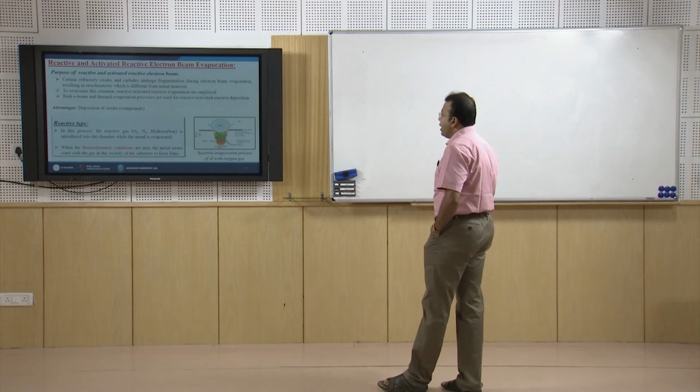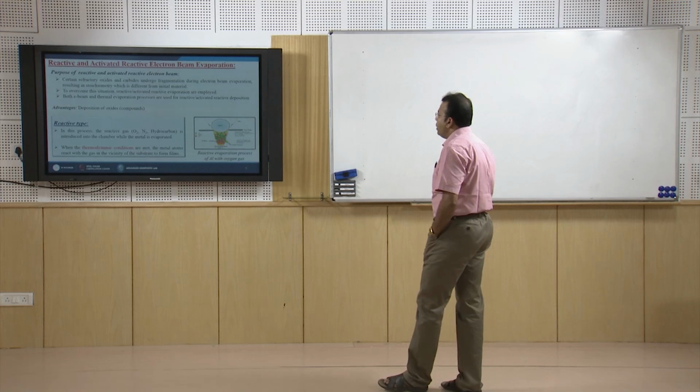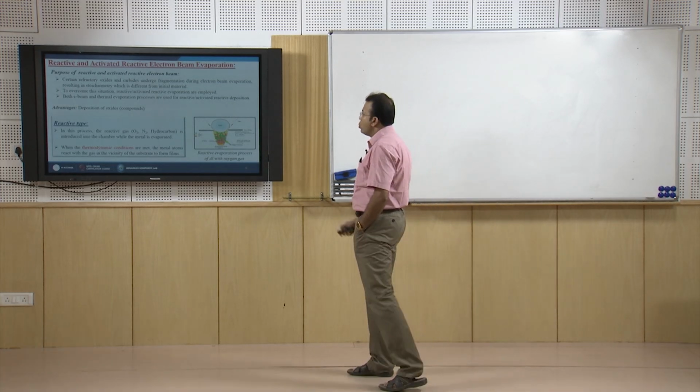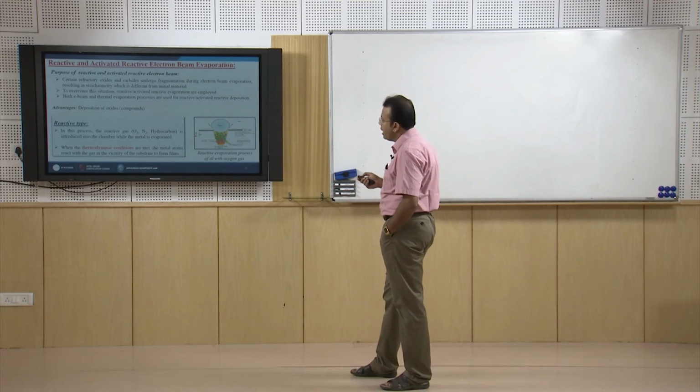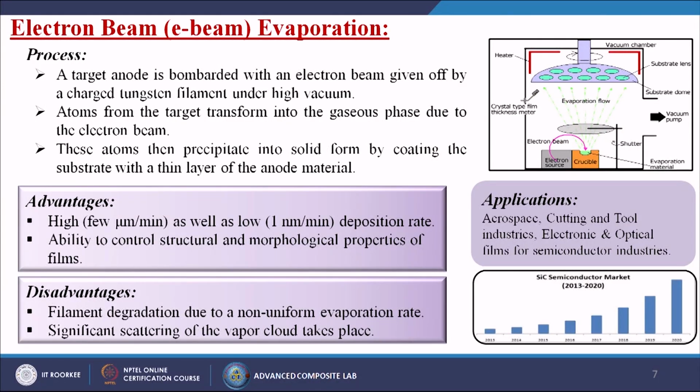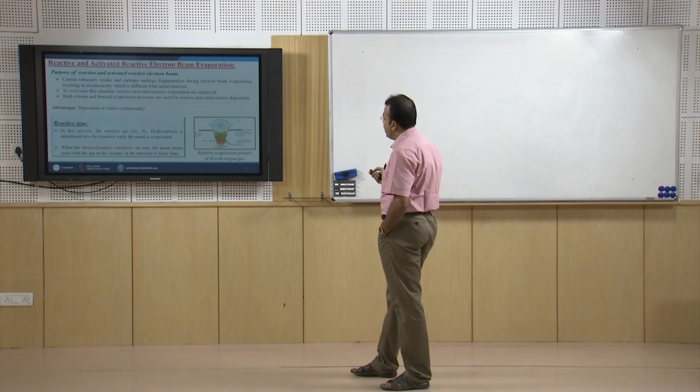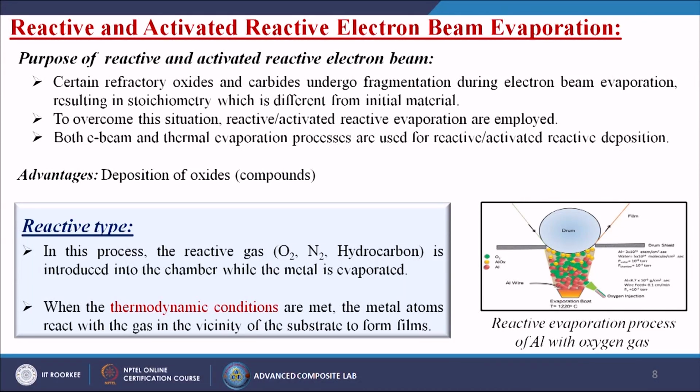Then next is called reactive and activated reactive electron beam evaporation. What is the purpose of reactive and activated reactive electron beam evaporation? Certain refractory oxides and carbides undergo fragmentation during electron beam evaporation, resulting in a stoichiometry which is different from the initial material.